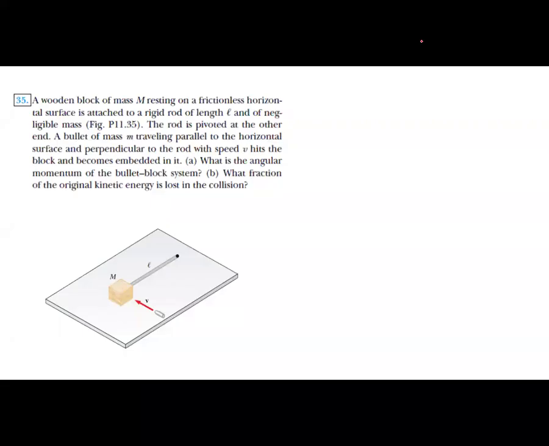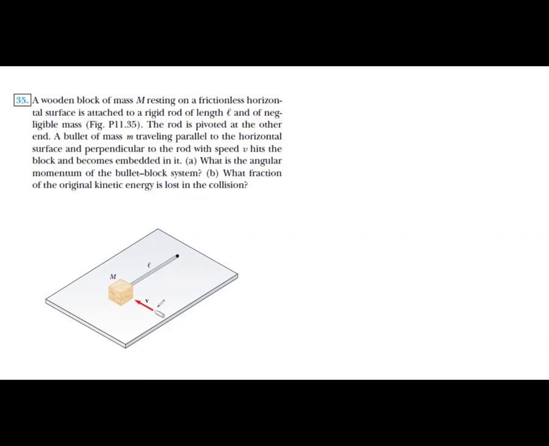Problem 35, page 358. Here we have a wooden block of mass m resting on a frictionless horizontal surface, attached to a rod of length L and negligible mass.